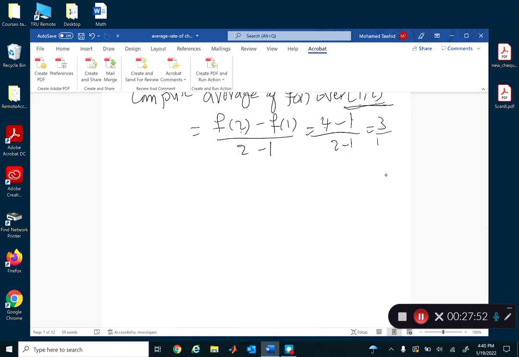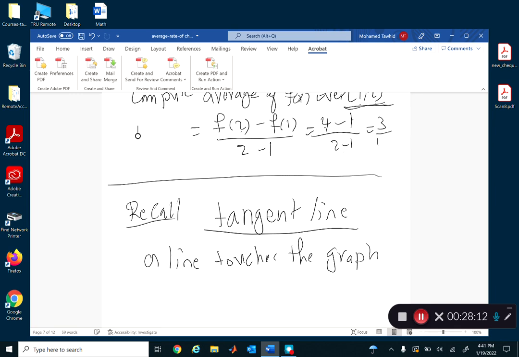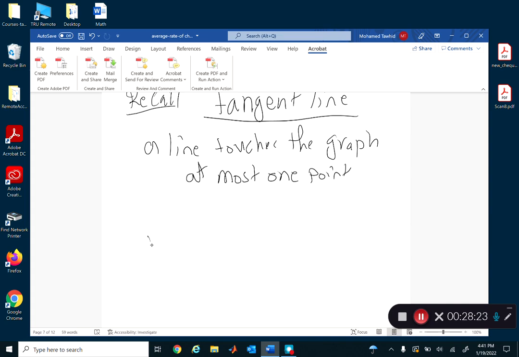So now I'm going to give you another thing; maybe I have to recall or define for you something called the tangent line. What is the tangent line? A tangent line is a line that touches the curve, touches the graph, at most at 1 point. So that is called a tangent line. For example, here I give you a graph. If I have a graph like this, and that is your x and that is my y, the tangent line is a line that touches the graph at most at 1 point.